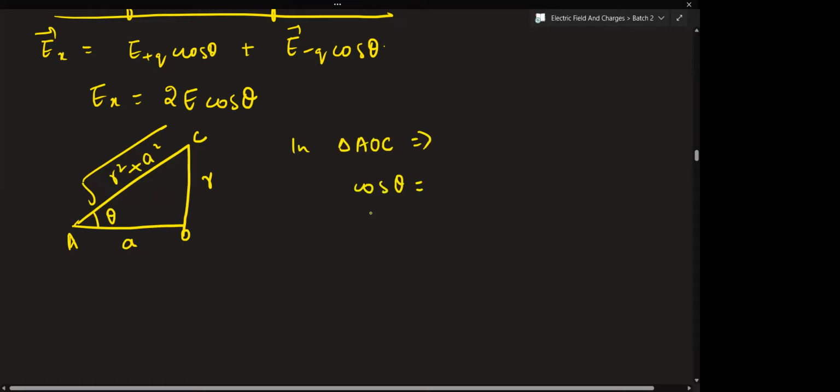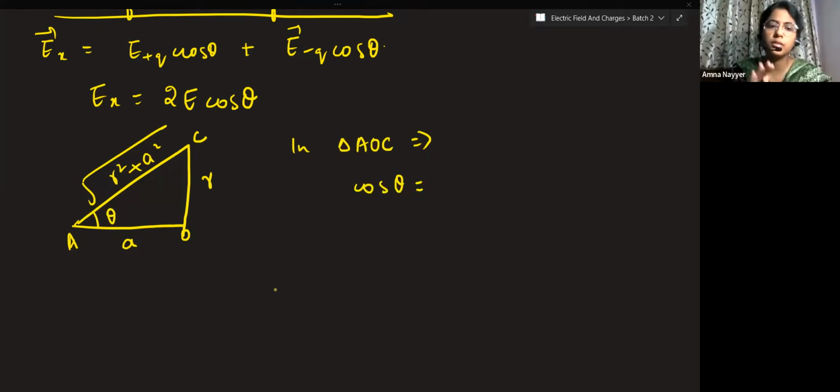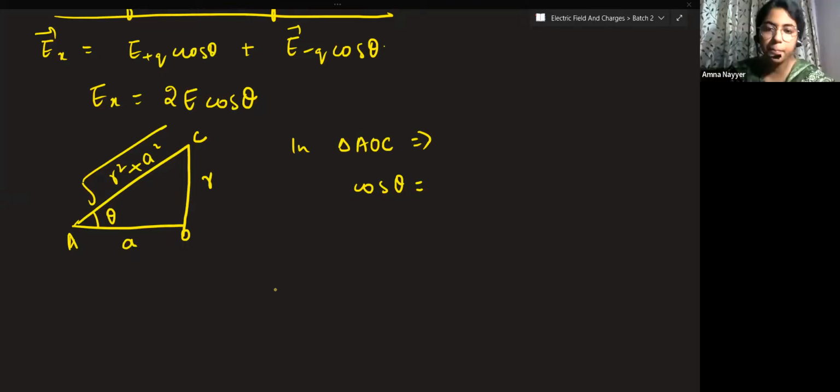Cos 45? No, you cannot get cos 45 values. Just tell me in terms of the things that you have: R, A, under root R square plus A square. A by under root R square plus A square. Yes, correct.